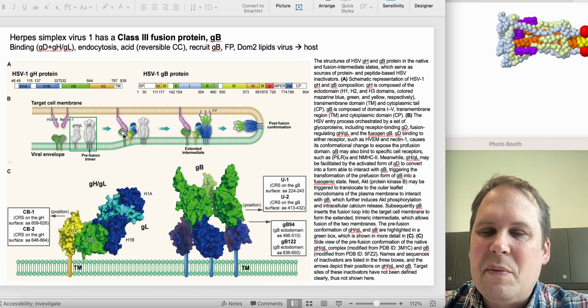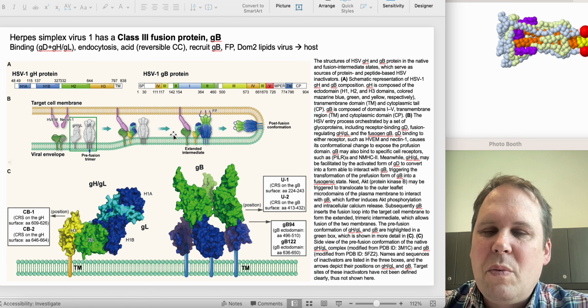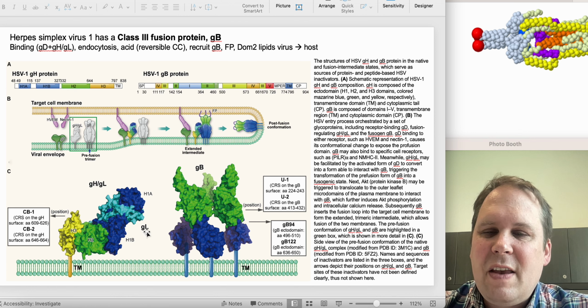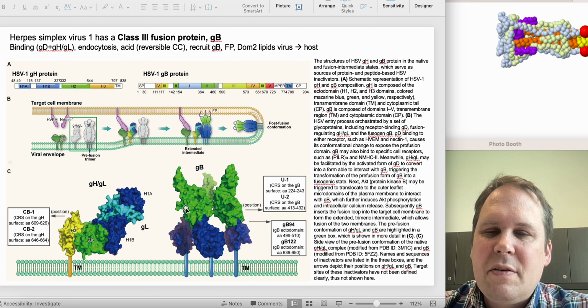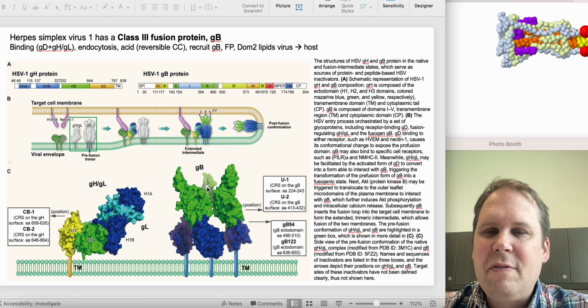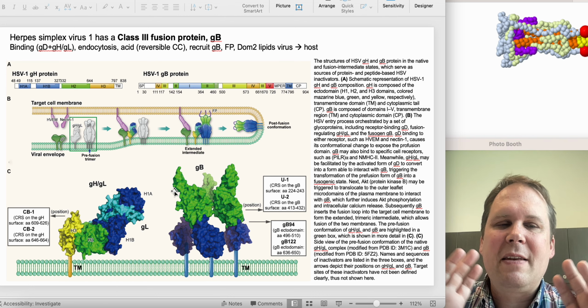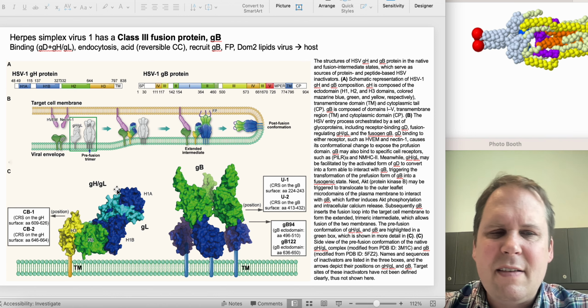Okay, then we get to the structural gap. So we know that GHGL will interact with GB, and GB is the actual class 3 fusion protein. So GD and GHGL, those are going to be attachment factors, and GHGL is like a cofactor.